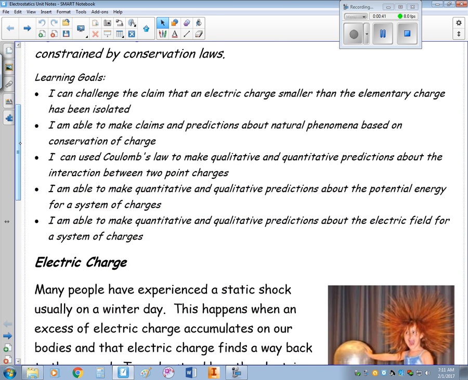So the learning goals. I want you to be able to challenge the claim that an electric charge smaller than an elementary charge has been isolated. I want you to be able to make claims and predictions about natural phenomena based on conservation of charge. I want you to be able to use Coulomb's law to make qualitative and quantitative predictions about interactions between two point charges. I want you to be able to make quantitative and qualitative predictions about the potential energy for a system of charges. And I want you to be able to make qualitative and quantitative predictions about the electric field for a system of charges.